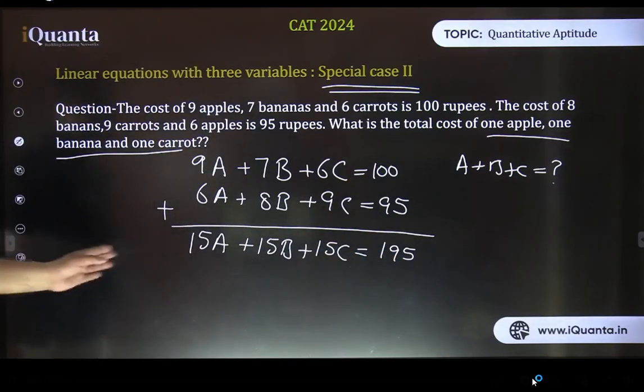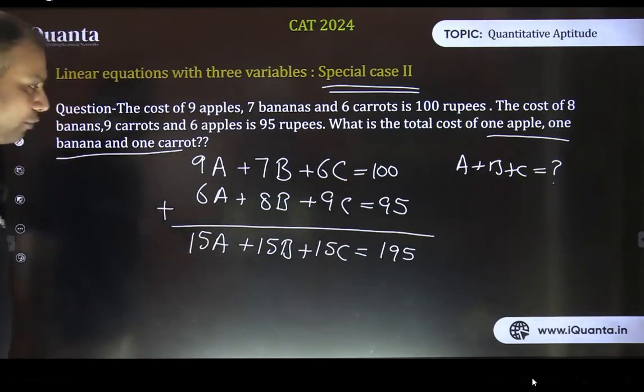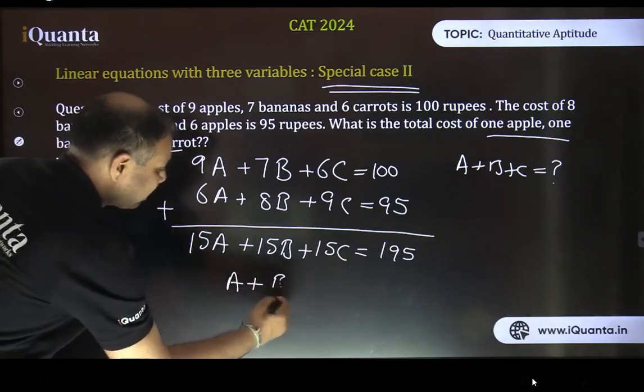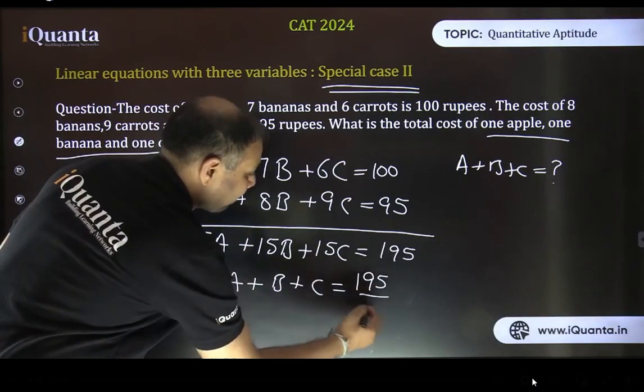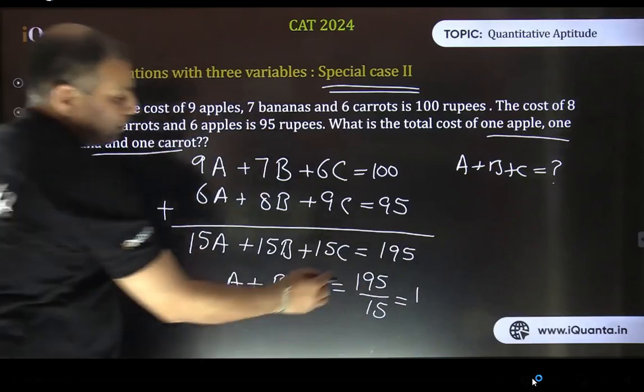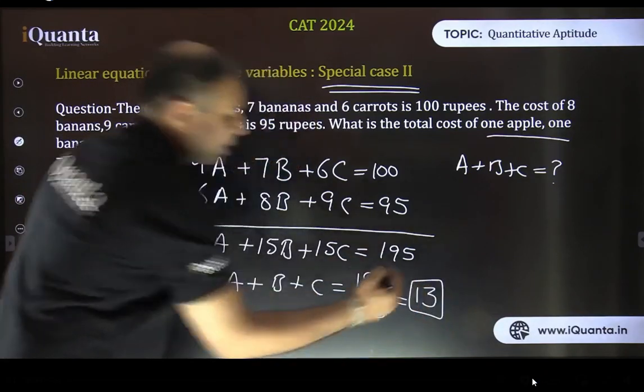So we just need to divide throughout by 15, right? Yeah, so answer is 195 by 15. So a plus b plus c is nothing but 195 by 15, which is how much? 15 ones are 15 and 15 threes are 45. So that's the answer.